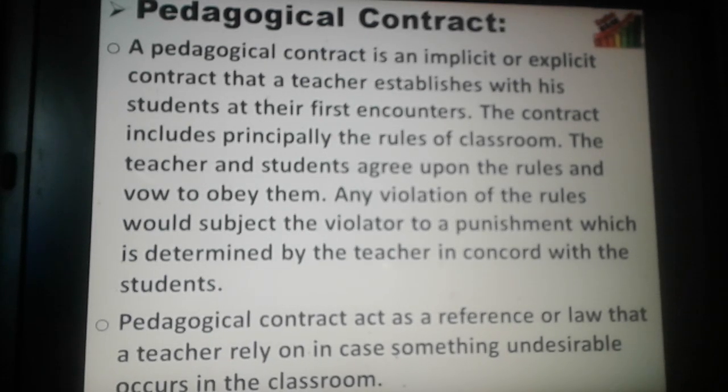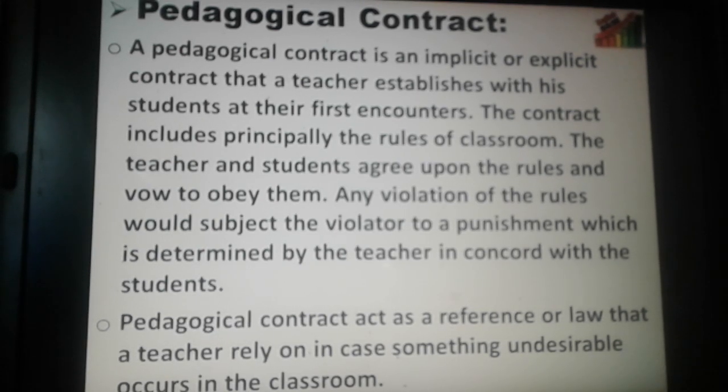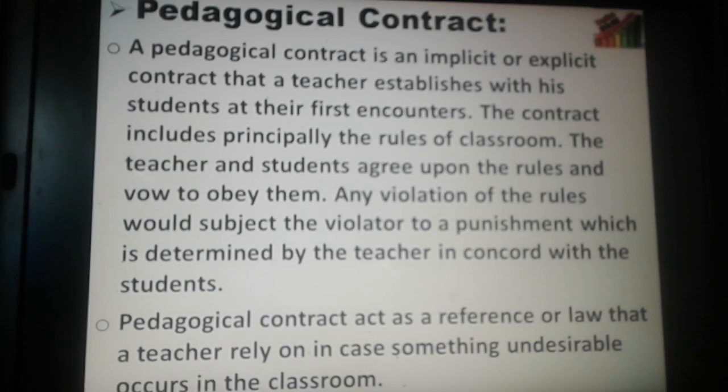A pedagogical contract acts as a reference or law that a teacher relies on in case something undesirable occurs in the classroom. This contract becomes a reliance that the teacher and students go back to in order to perform a suitable punishment for a misbehavior. For example, if a student comes with chewing gum in his mouth, what is the appropriate punishment for him?